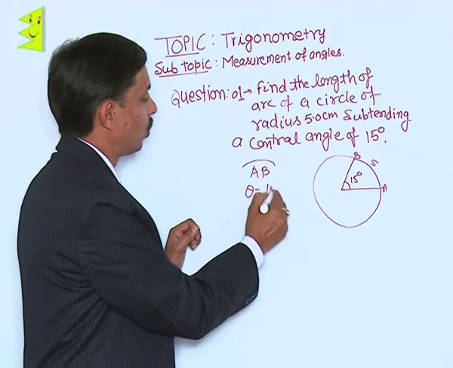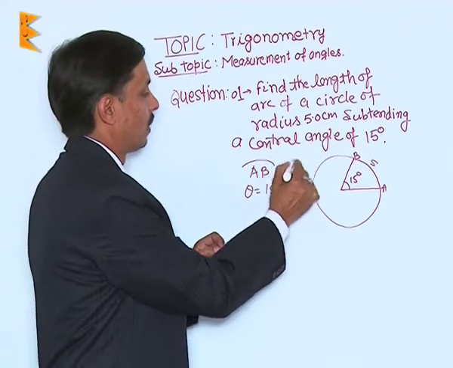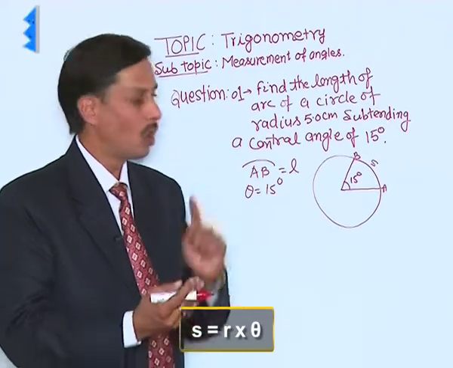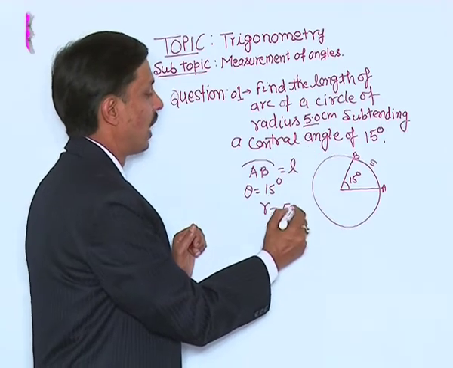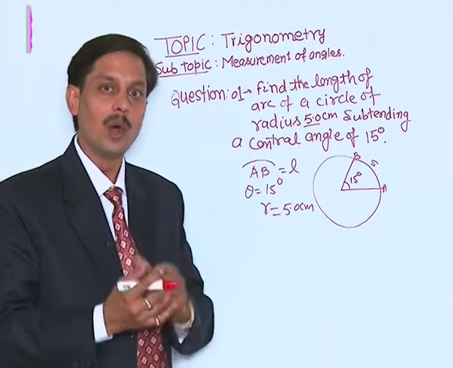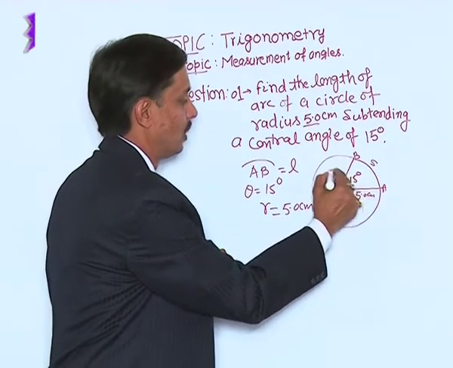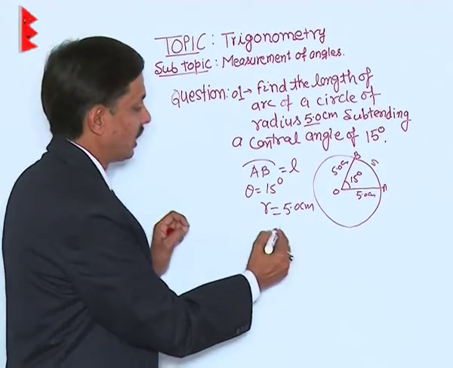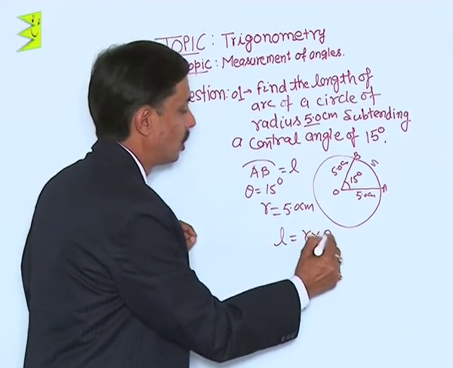Theta is given to us as 15 degree, but as I told you, when we want to calculate either theta or length of arc or radius, the radius in this case is given as 5 centimeter. So AB is the length of arc. This is 5 centimeter, this is 5 centimeter. Center point is O. The formula is length of arc L is given by R into theta.